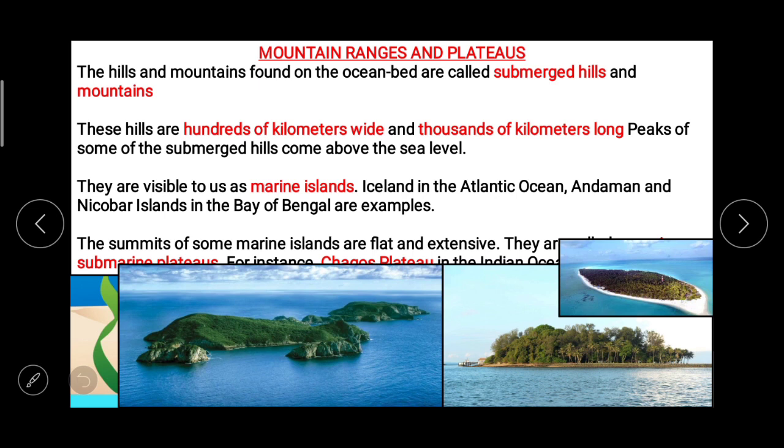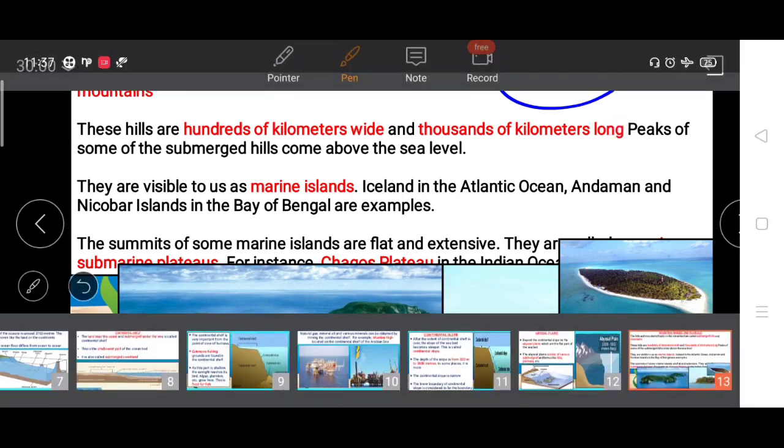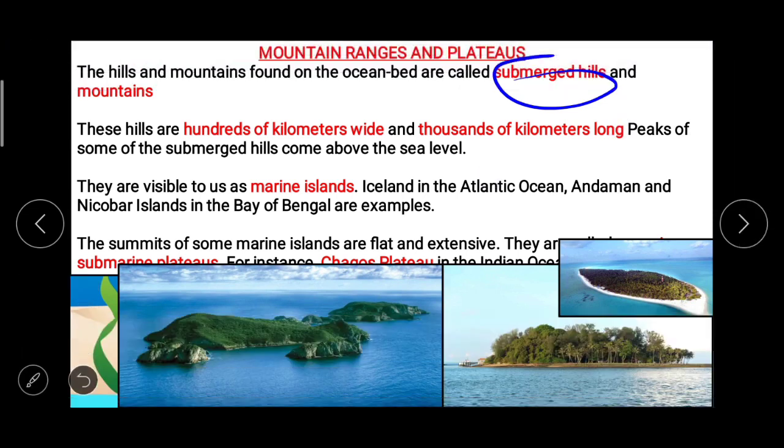The hills and mountains found on the ocean bed are called submerged hills and mountains. These hills are hundreds of kilometers wide and thousands of kilometers long. Just think about it. Peaks of some of the submerged hills come above the sea level. Which means these hills are hundreds of kilometers wide and thousands of kilometers long, and are under the sea water. So just imagine this.